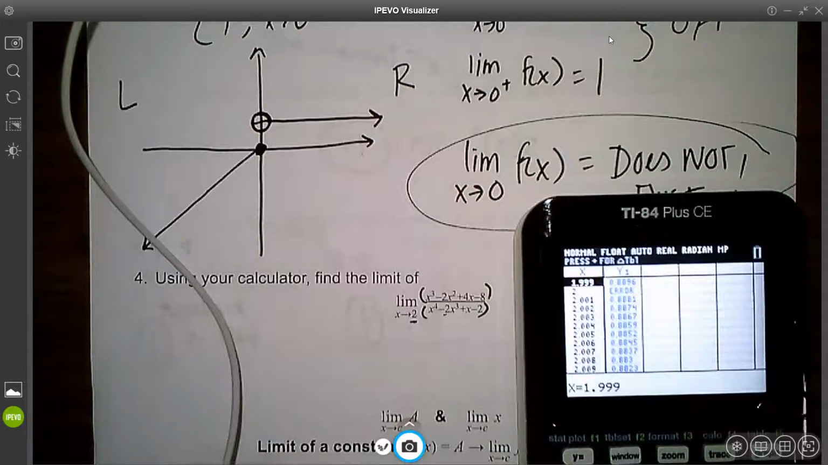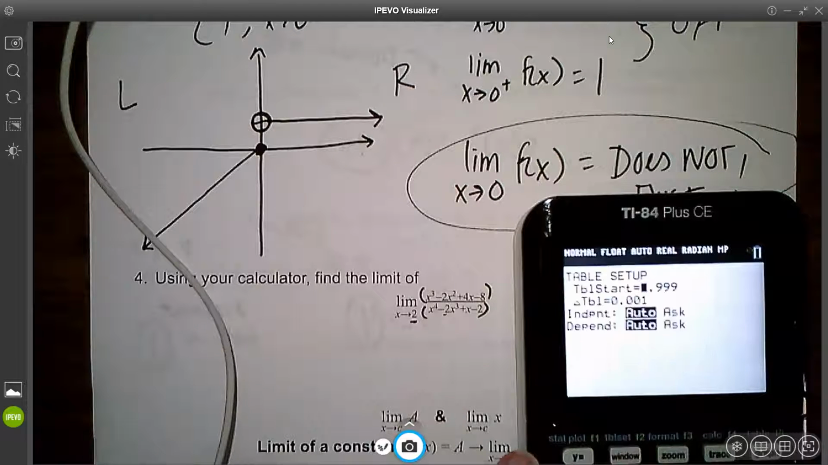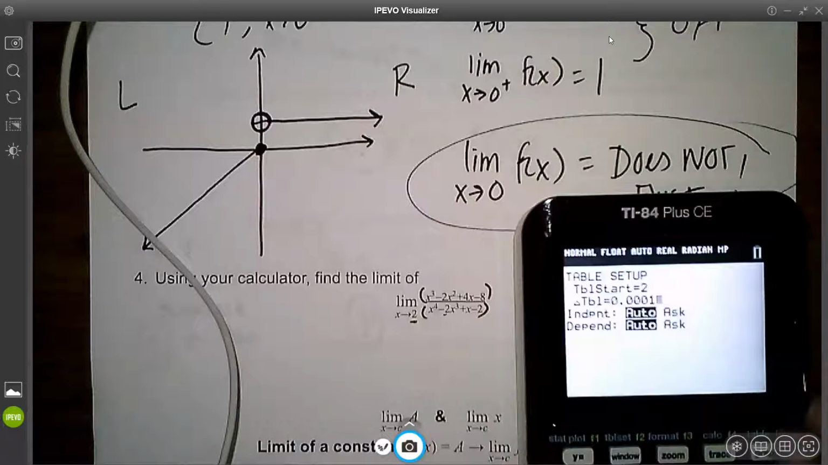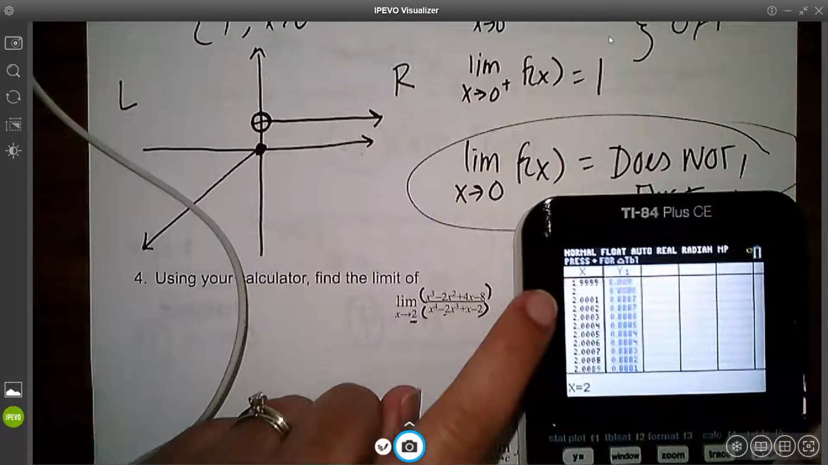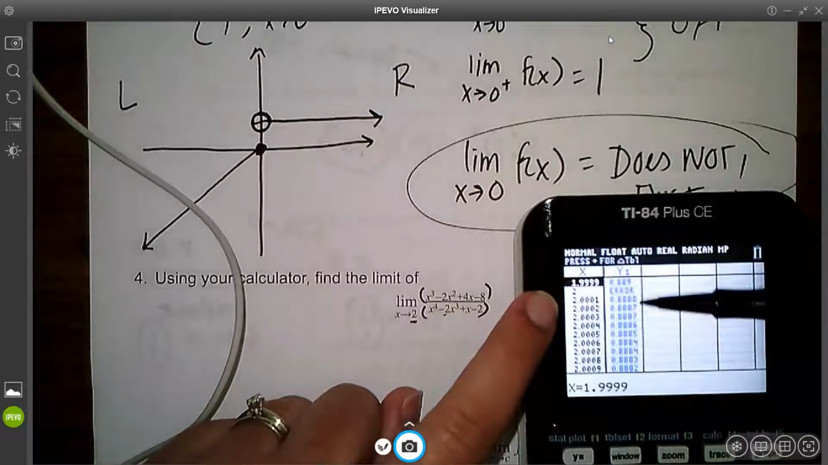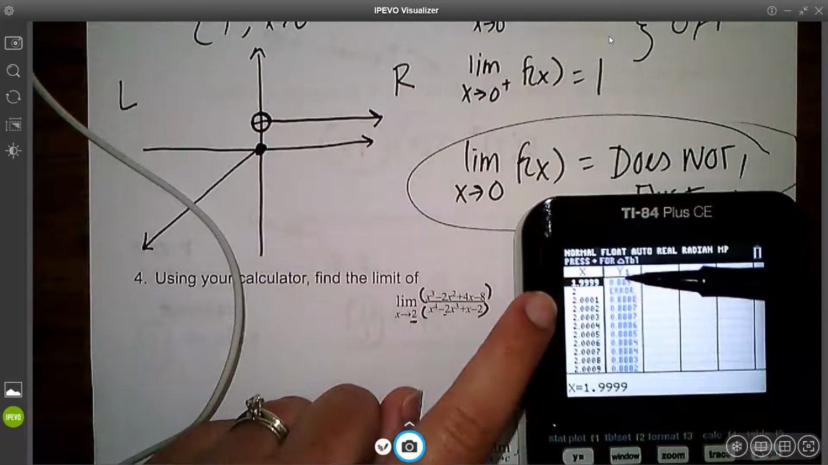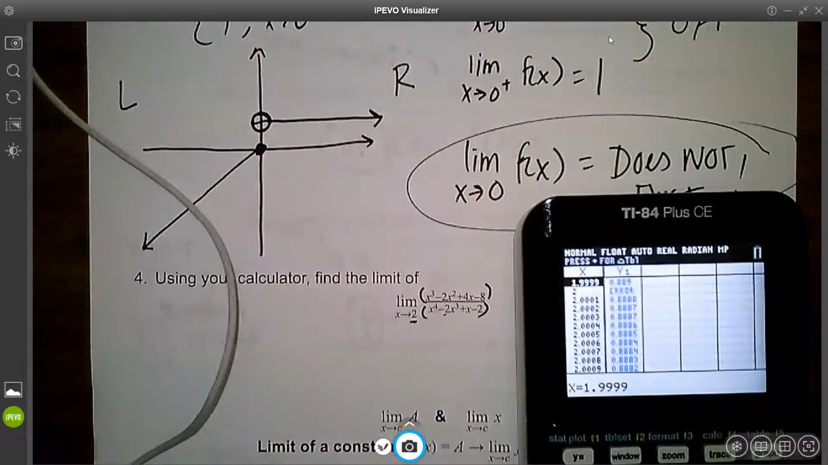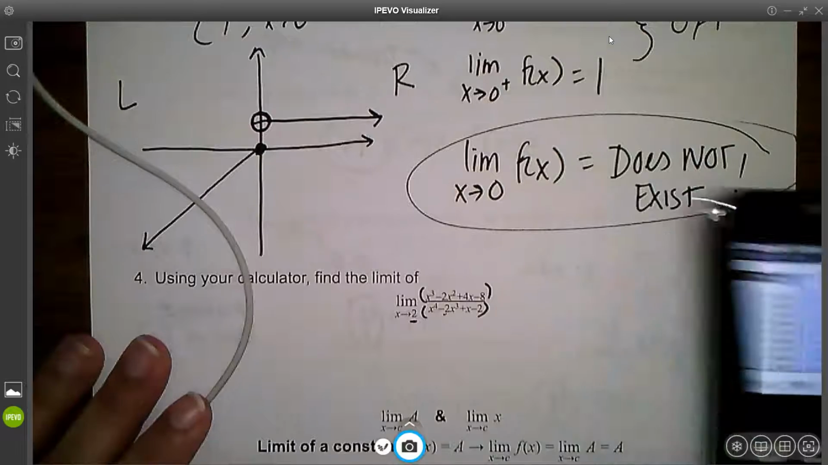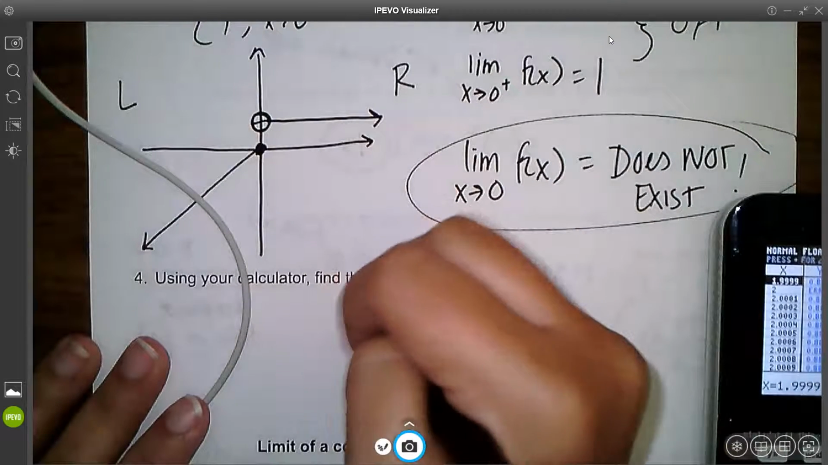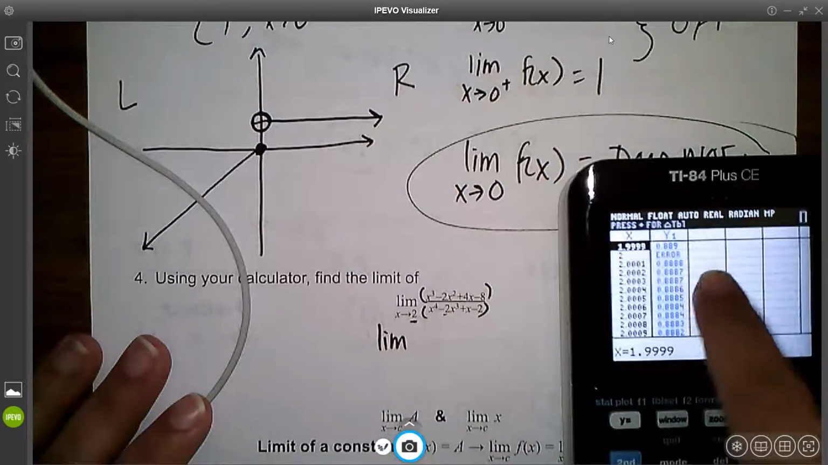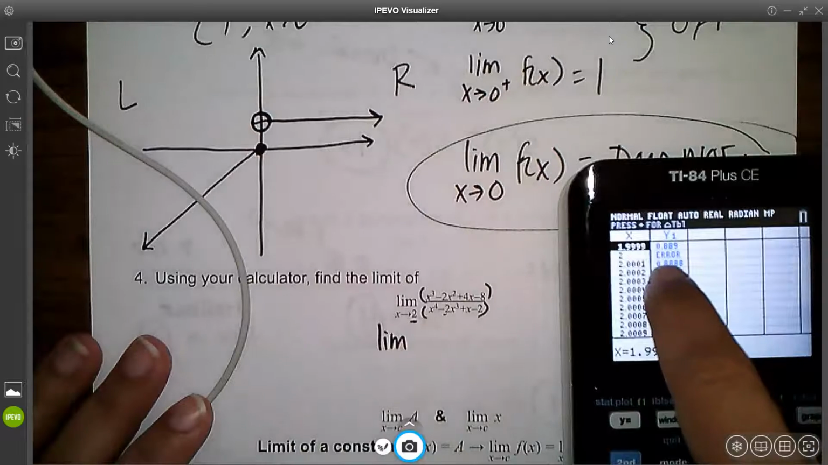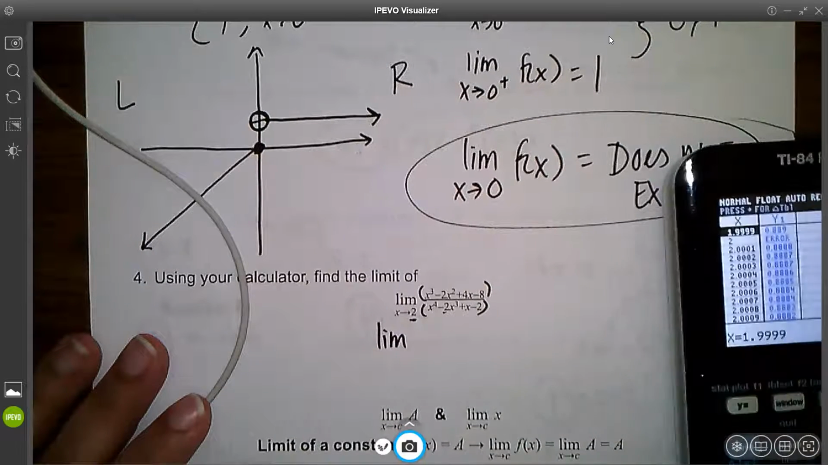So I'm going to adjust it again. I want my table to start at 2, and I'm going to say 0.0001 and see if that helps me. And those are really, really close together. This one rounds to that one. So I'm going to say that my limit is that 0.889 or 0.8889 or however you want to round it. So my limit of this function, because it's going to the same spot on both sides, is going to be that value, about 0.9, 0.889.